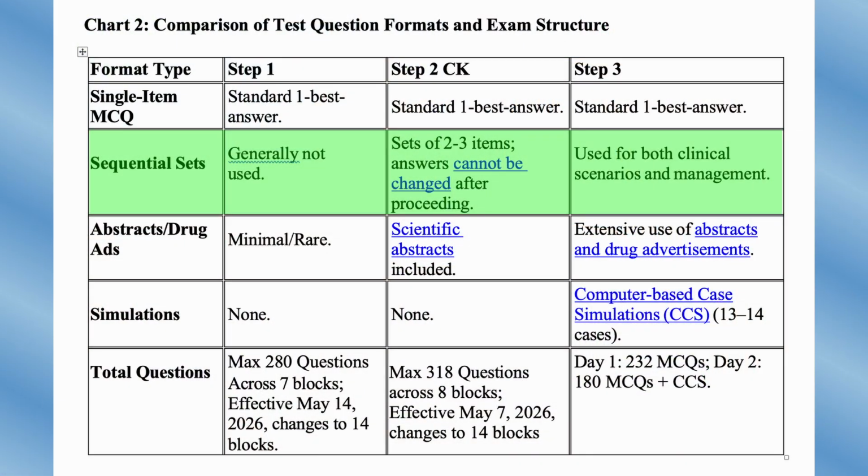And hold on to your seat. When you move to step 3, it's just more advanced. We have this sequential set of questions, and now it may be initial management, and now it may be long-term management. It may go over the course of 3 or 4 days. Maybe you'll get 3 to 4 questions because we're looking at your ability now to manage the patient long-term. That's called sequential set of questions. And man, hold on to your seat.